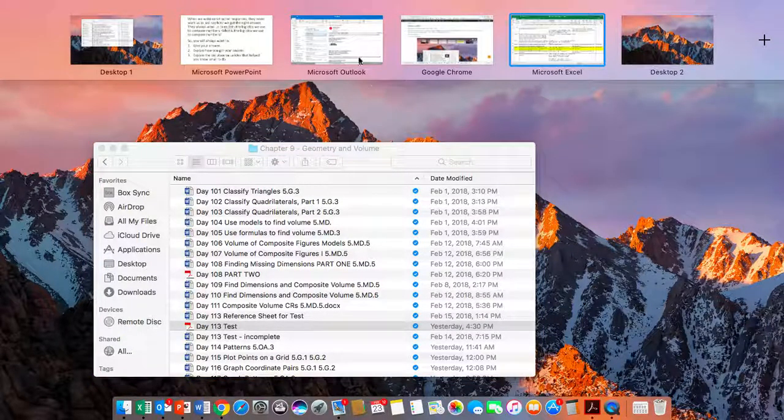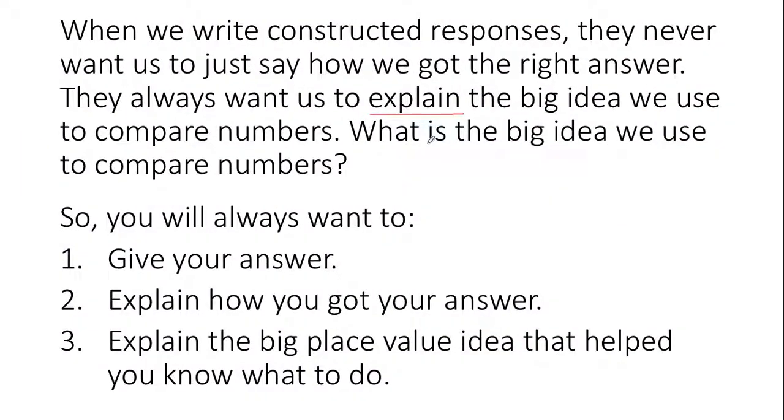So, sorry, back to the PowerPoint. They always want us to explain the big idea we use, in addition to how we did it. What is that big idea, right? And what is the big idea, kids, that we use to compare numbers? What is the main thing we use to do this procedure and follow this anchor chart? And maybe let a kid say it and write it down. It's that the biggest place value tells us which number is biggest. Those are the ones to the left. There's lots of ways to say it.